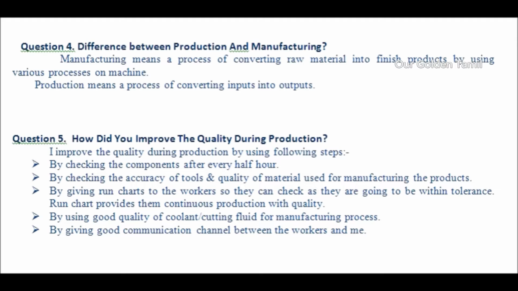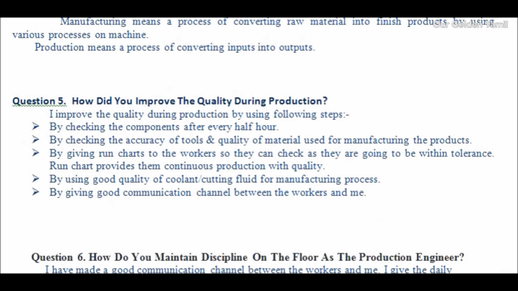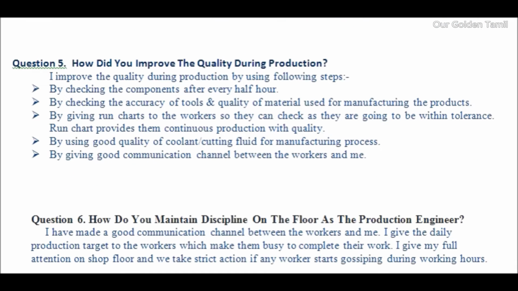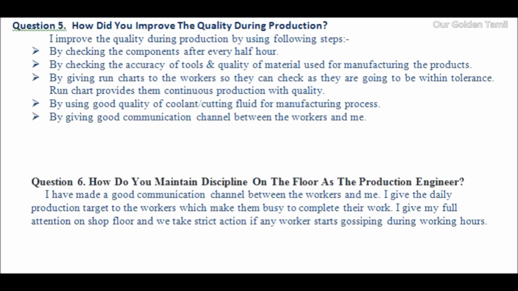By checking the components after every half hour. By checking the accuracy of tools and quality of material used for manufacturing the products. By giving run charts to the workers so they can check that they are within tolerance. Run charts provide them continuous production with quality. By using good quality of coolant, cutting fluid for the manufacturing process. By giving a good communication channel between the workers and me.